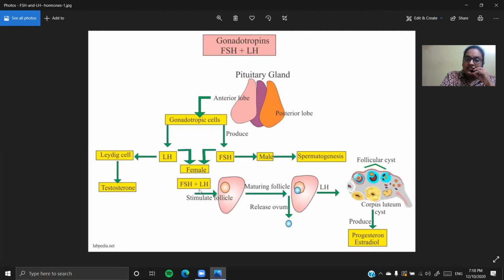Under the influence of follicle stimulating hormone, the follicular cells release only estrogen. But under the influence of luteinizing hormone, the corpus luteum is formed and releases two hormones: progesterone and a very small quantity of estrogen. This is very, very important to note, children. So FSH makes the follicular cells of the ovaries secrete estrogen, while luteinizing hormone makes the corpus luteum release two hormones, progesterone as well as estrogen.